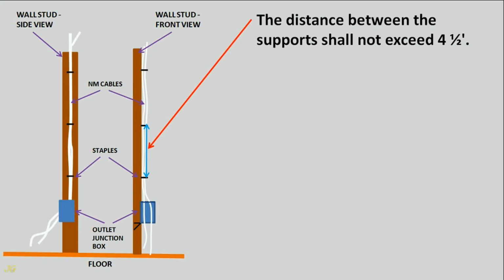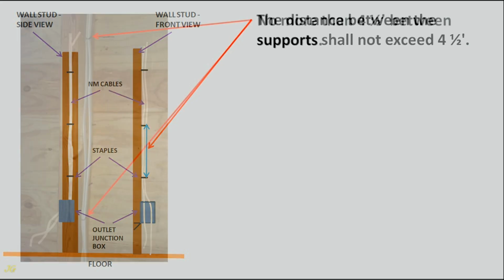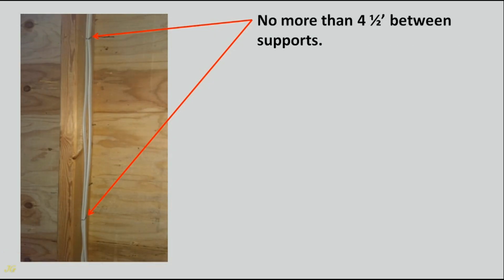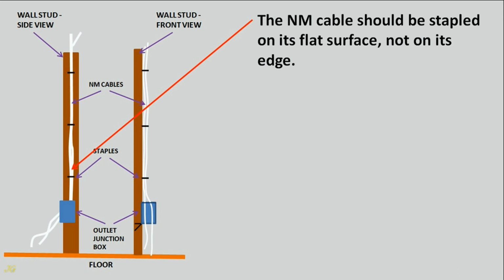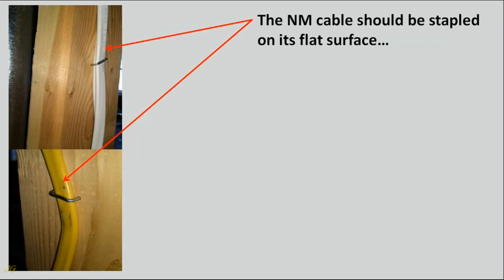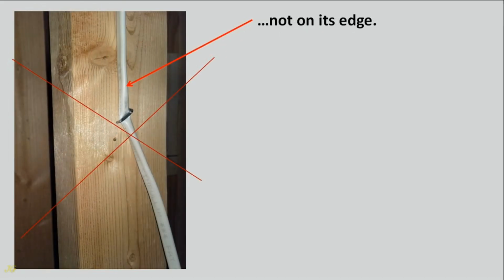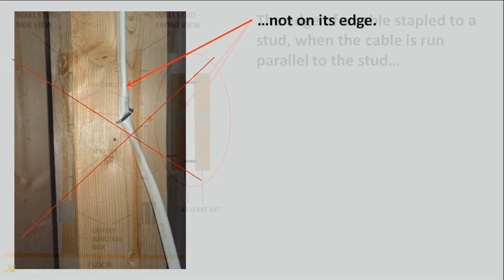The distance between the supports shall not exceed 4.5 feet. No more than 4.5 feet between supports. The NM cable should be stapled on its flat surface, not on its edge.